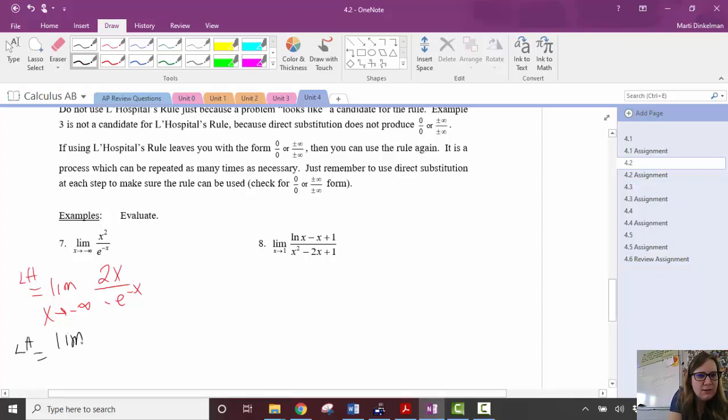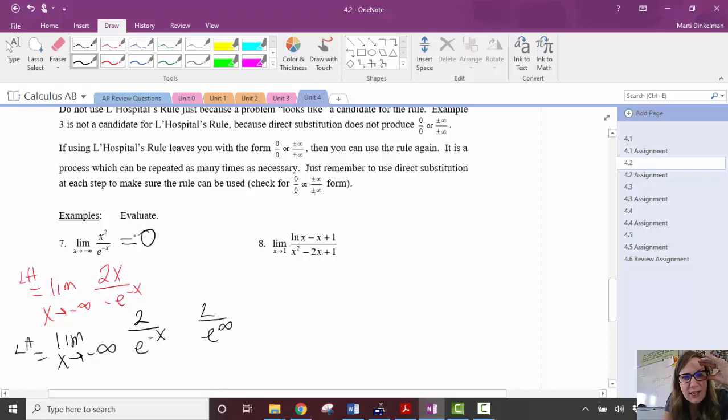So limit as x approaches -infinity. So now this would be a 2 over e to the -x. Now if I try to plug in -infinity now, I get 2 over e to the infinity. So I cannot keep going because I'm not infinity over infinity anymore. But now it's a little bit more obvious to me that I have something that's bottom heavy. So it's just going to be 0 as my answer.